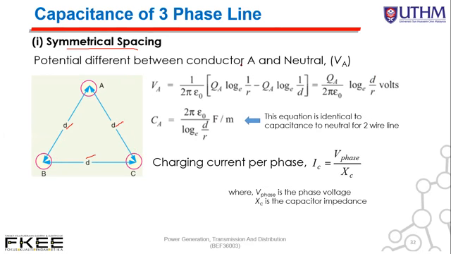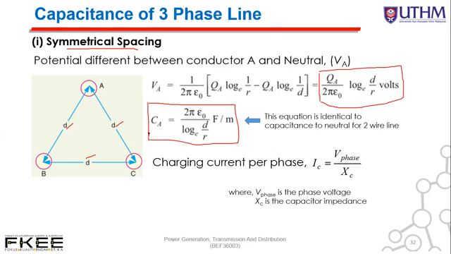So the potential difference between conductor A and neutral, that is VA, can be calculated with this equation. This equation that we discussed previously we can use to calculate the potential of conductor A. So we can also calculate the capacitance CA as 2 pi epsilon naught divided by log D over r. And this equation is identical to the capacitance to neutral for a two-wire line.